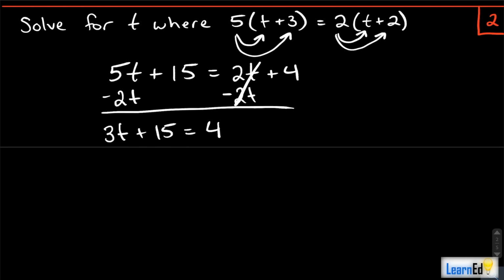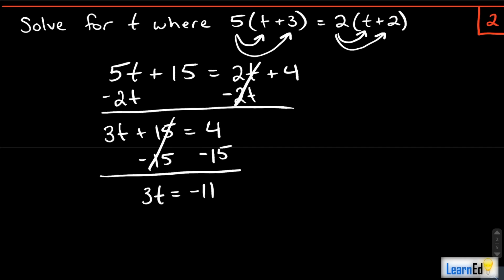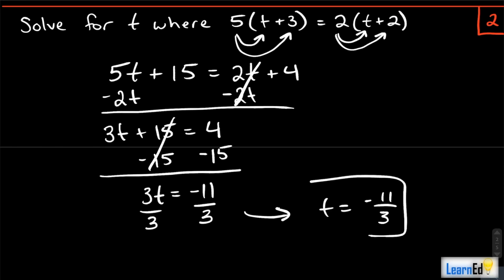Okay, now all that's left to do is basically what we did in problem 1, right? Subtract 15 on both sides, reverse PEMDAS, right? So we're dealing with the addition and subtraction first. And then we just have these 15s go away. 3t equals negative 11. Okay? Divide by 3 on both sides, and you get your answer for t, which is negative 11 over 3.